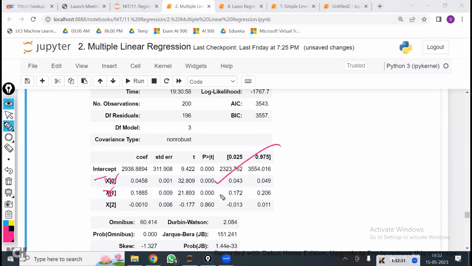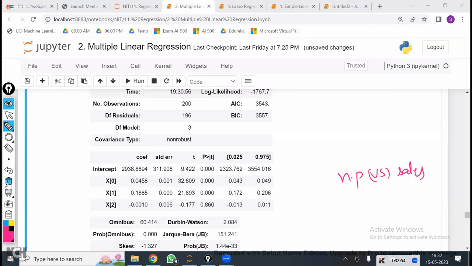Radio is the second one. Whether it is good or bad, good. Newspaper, whether it is good or bad, bad. It is not working. So the P value is greater than 0.05. We have to remove the newspaper. Why we have to remove it: newspaper is not having linear regression. It is not applying the linear regression between newspaper versus sales.